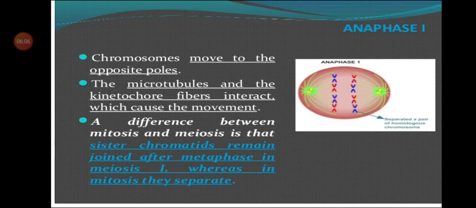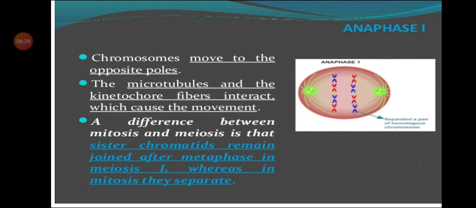This is reductional division. The sister chromatids of each chromosome are connected by a common centromere. Both sister chromatids of each chromosome are now different in terms of genetic content, as one of them has undergone recombination.